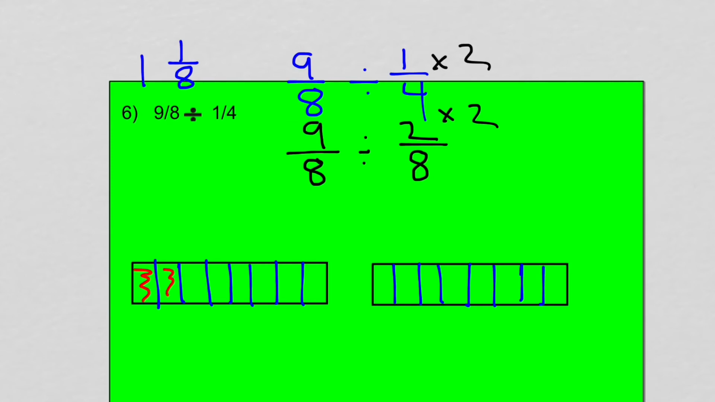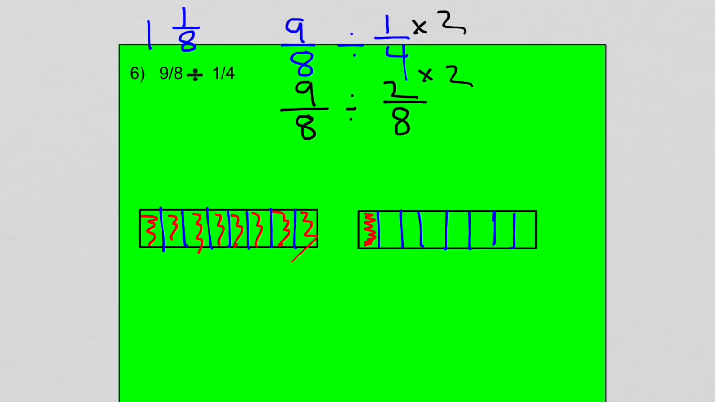1, 2, 3, 4, 5, 6, 7, 8. So that's 8 over 8. And then one more for 9 over 8. Or also, you can think of it as 1 whole and 1/8. And then you do the same thing as before. You ask yourself, how many 2/8ths are in 9/8? How many of this are in 9/8?